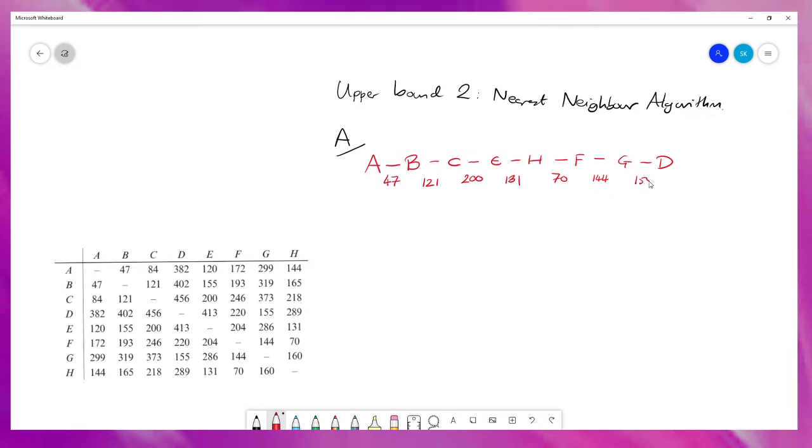155. The thing with the nearest neighbour algorithm is you've got to then remember to go back to the start, regardless of how long it takes you. A to D or D to A is 382. So although you might be able to spot shorter routes to get from D to A, you can't use that. You have to go straight from D to A. And this is the nearest neighbour tour starting at A. We total it and we get 1,250 miles.